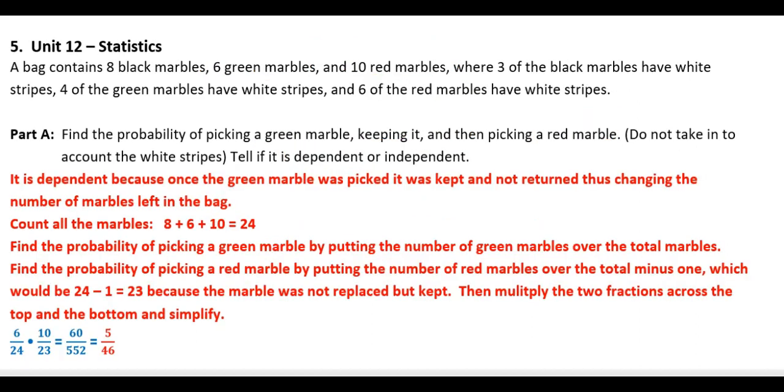So here you'll see again that I wrote out the description. It's dependent because once the green marble was picked, it was kept and not returned, thus changing the number of marbles left in the bag. I talked about counting all the marbles, finding the probability of picking a green marble by putting the number of green marbles over the total marbles. Find the probability of picking a red by putting the number of red marbles over the total minus 1, which would be 24 minus 1, which is 23, because the marble was not replaced but kept, and then multiplying the two fractions across the top and bottom and then simplifying. So that's what I mean by writing out a description when you have to do so.